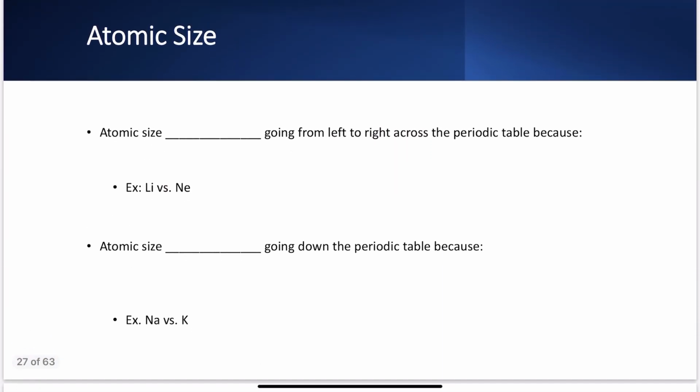So, atomic size. First, atomic size decreases as we go from left to right across the periodic table. So across the table, it's going to decrease in size. Which I guess the better way to write that is like it increases this way. This is because of increasing nuclear charge.